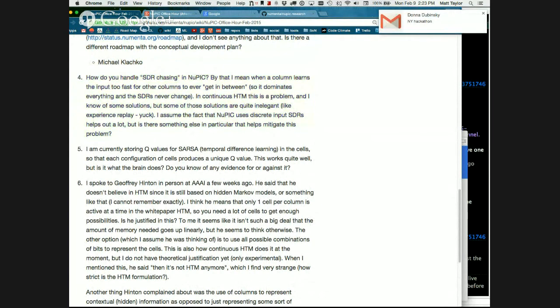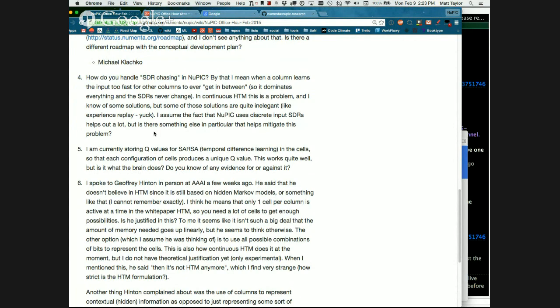Just an aside, we don't totally know how continuous HTM works. We haven't been researching that. I don't think we can talk about that, but if we understand this question, we can talk about the issue in terms of how you get to a stable SDR. It's not stability exactly, but you don't want the SDRs changing from under you all the time. So he says, I assume the fact that NuPIC uses discrete input SDRs helps a lot, but is there something else in particular that might mitigate this? Apparently this is a problem he's having in his continuous HTM scenario.